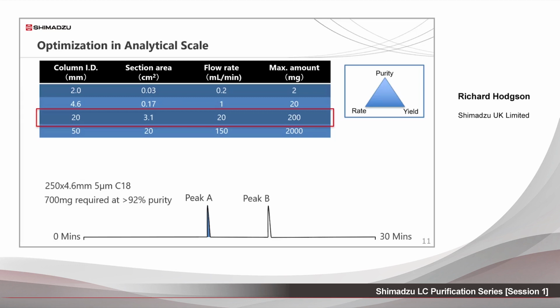The analytical method looks reasonable, good resolution between peaks A and B, and good retention of the first peak. We have high solubility of the sample in our injection solvent, and after making a concentrated solution, we can inject 5 microliters onto the 250 by 4.6 analytical column with a recovery of approximately 1 milligram of peak A. So although the purity is very high, yield and rate is too low. We need to increase the loading.